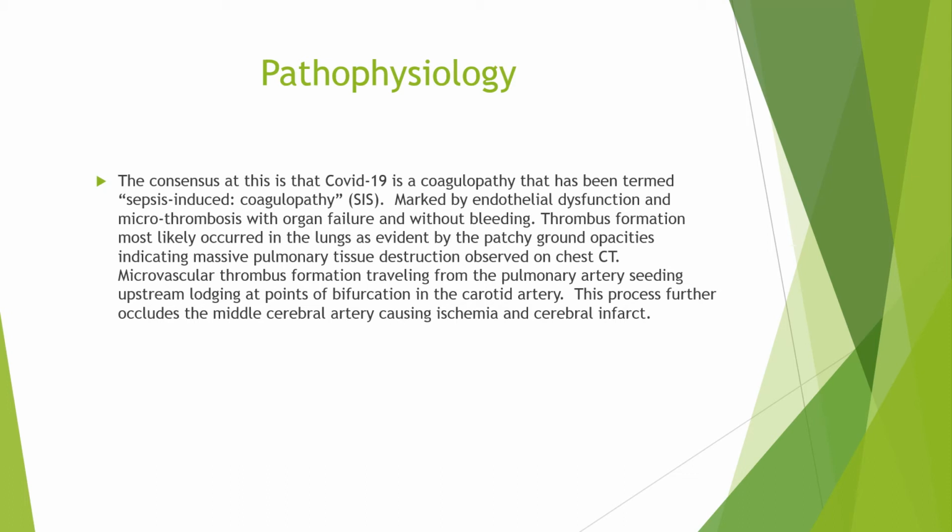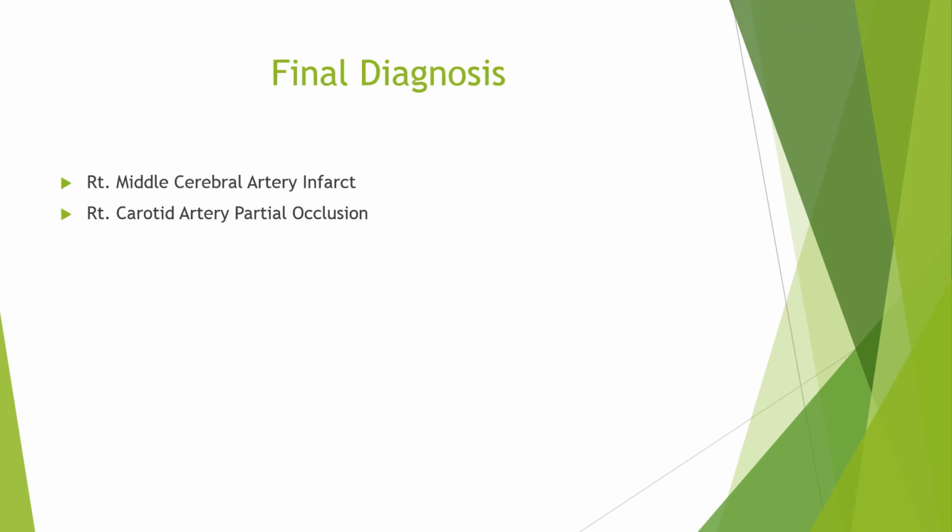Thrombus formation most likely occurred in the lungs, as evident by the patchy ground glass opacities, indicating massive pulmonary tissue destruction observed on chest CT. Microvascular thrombus formation traveling from the pulmonary artery, seeding upstream, lodging at points of bifurcation in the carotid artery. This process further occludes the middle cerebral artery, causing ischemia and cerebral infarction. That's a very, very bad thing.